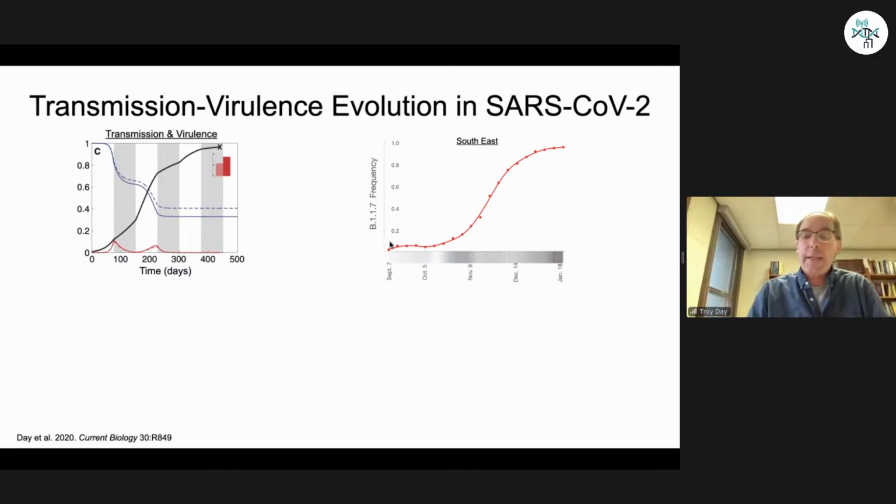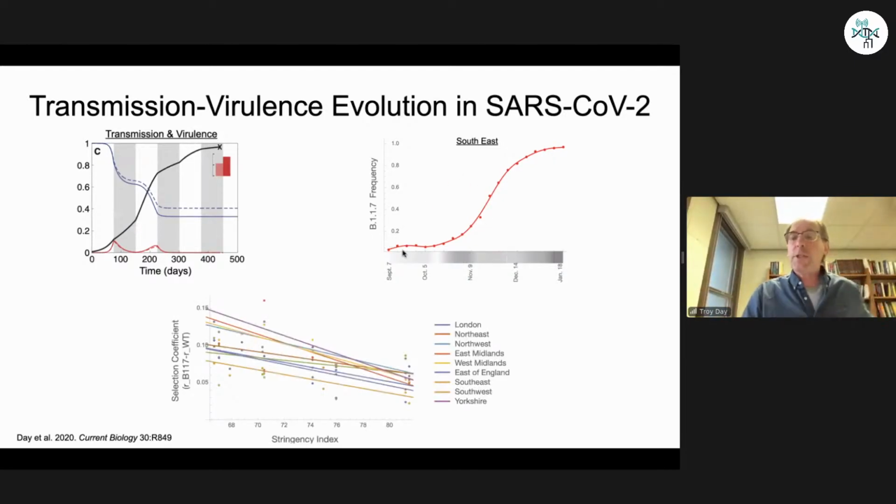And so we looked at that in 9 different regions from data in the UK, and you can see a pattern that's pretty suggestive of that. So there's no statistical analyses here, but this is a plot of the selection coefficient of B117 plotted against stringency index over the period of time when the selective sweep was happening in these different regions. And you can see a pretty consistent negative relationship between those two variables.